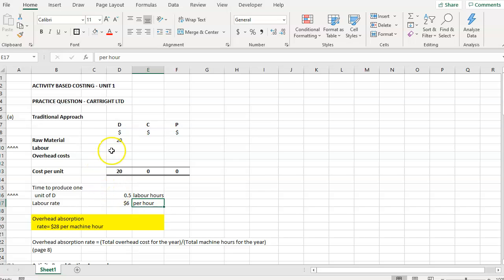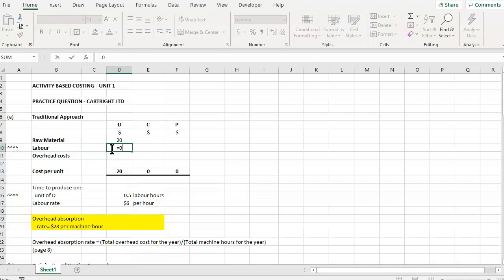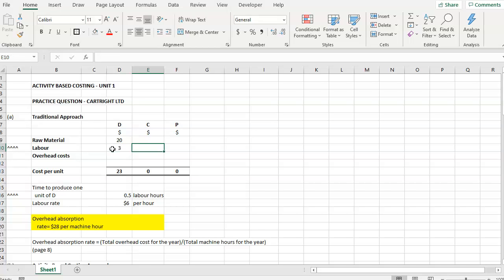So it means, therefore, that the labor cost per unit for D is 0.5 hours multiplied by $6 per unit. So the labor cost for unit D, 1 unit of D, is $3.